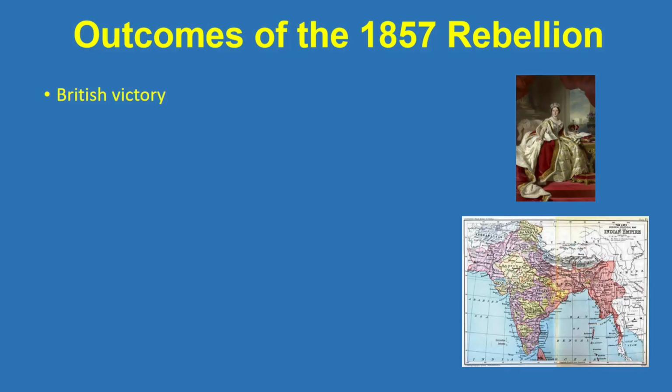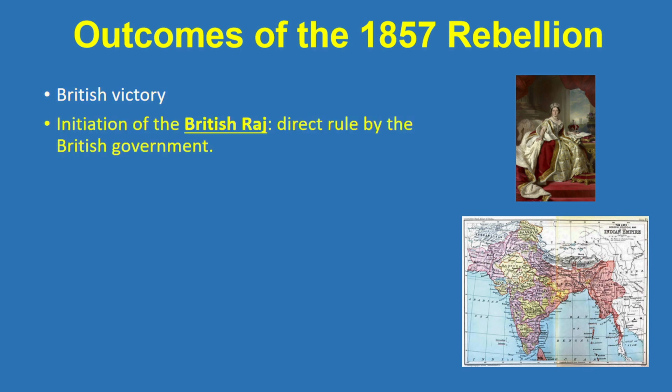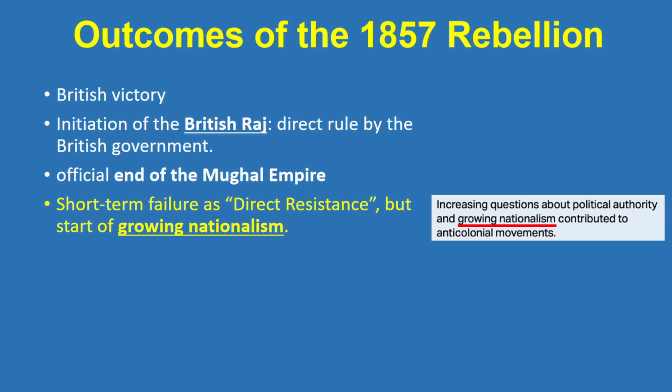The immediate result was a British victory. This led to the era of direct rule by the British government, the Raj. It was also the final nail in the coffin for the Mughal Empire, which officially ended that year. The College Board has this as an example of direct resistance, but we can also see it as the beginning of a growing nationalism that would contribute to future anti-colonial movements.